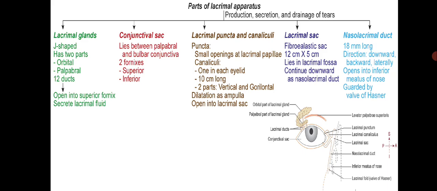From the conjunctival sac, the lacrimal puncta and lacrimal canaliculi are present, and they open into the lacrimal sac. The lacrimal sac is a fibroelastic sac and lies in the lacrimal fossa. It continues downwards as the nasolacrimal duct. The nasolacrimal duct is 18 mm long, runs downwards, backwards, and laterally, and opens into the inferior meatus of the lateral wall of the nose, guarded by the valve of Hasner. These are the parts of the lacrimal apparatus.